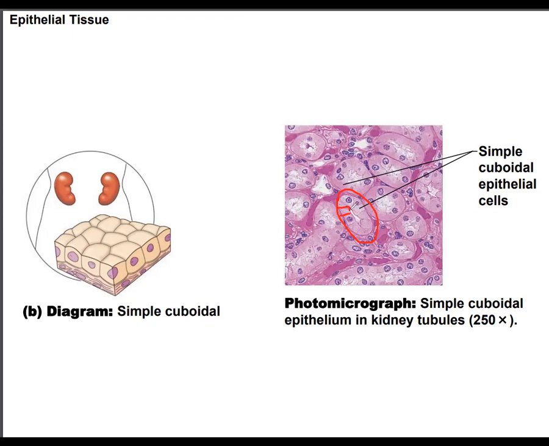And if you draw a line on the outside of each cell, they look like this. So they're cube-shaped cells that make up these circles. Those cube-shaped cells give the middle name of cuboidal. So one layer thick is simple. The middle name, the cells are cube-shaped, so it's cuboidal. So this is simple cuboidal epithelium.